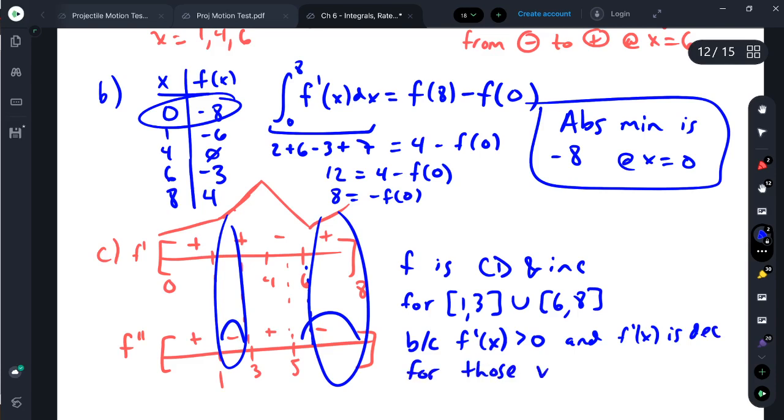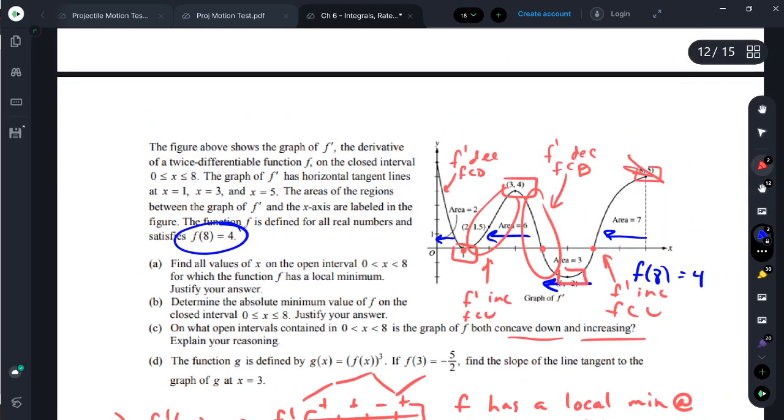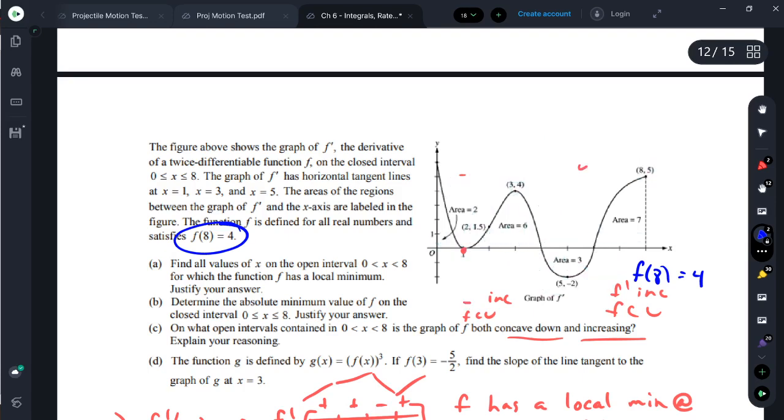Now, another way to think about this would actually be to just abandon the number line entirely and come back up here. And this may actually be a little bit easier for some of us to think about. I know we want concave down and we want increasing. So for concave down, where do we get that on an f prime graph? Well, concave down on an f prime graph is when f prime is decreasing. And where is our graph increasing? It's when f prime is above the axis. So where is this graph above the axis and decreasing?